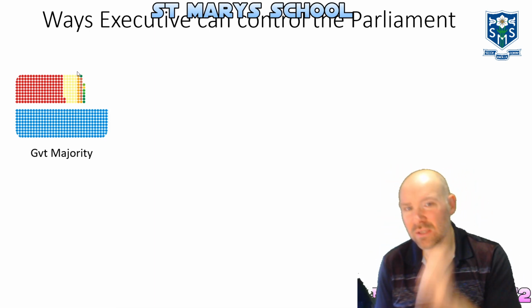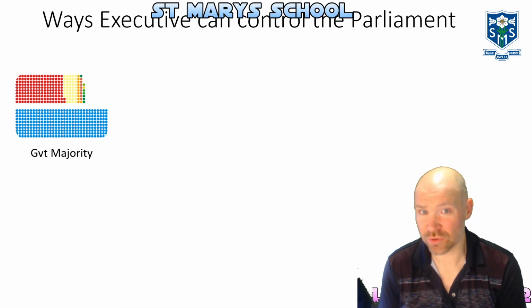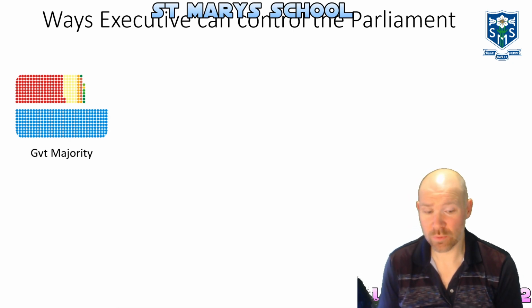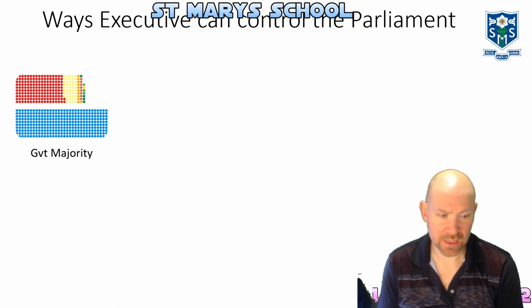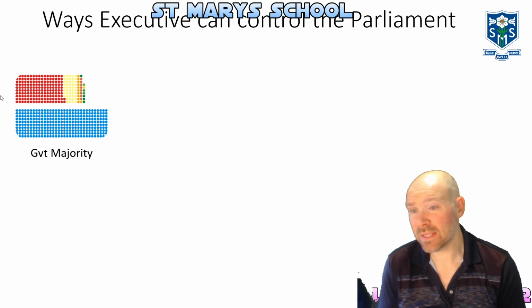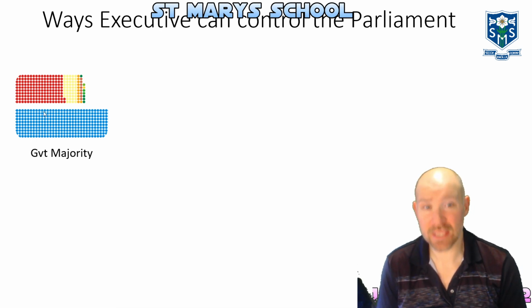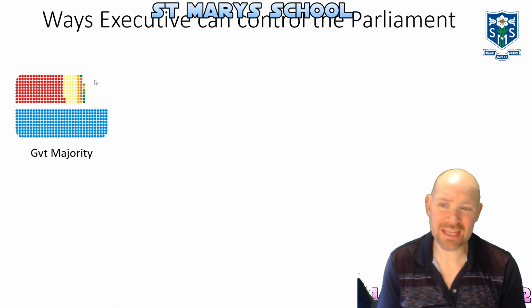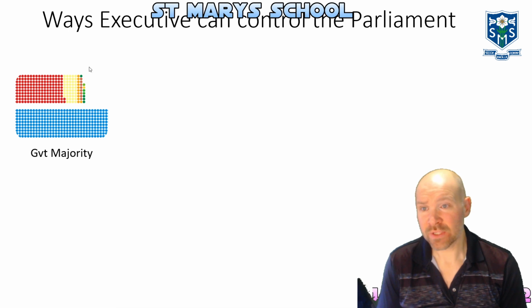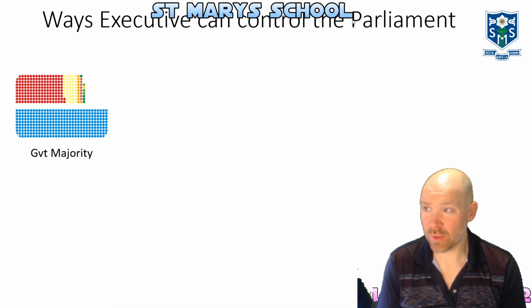And that's how our system essentially functions, or doesn't function, is that our electoral system, which we will be studying later in the year, tends to produce an overall majority in Parliament, which means that the Conservatives, as long as they are united and as long as they work together, can overrule any objections by all the other parties put together. So how does the executive control Parliament?